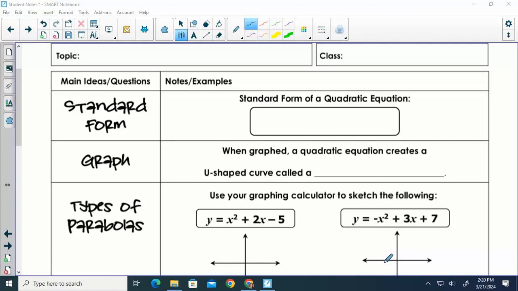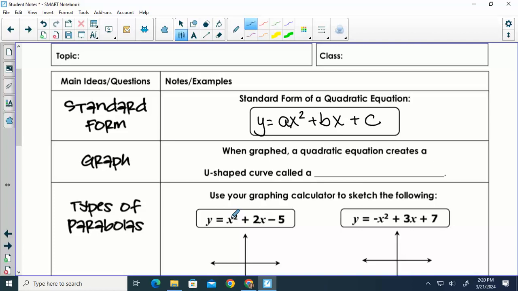aspects of the graph. We're not going to do a lot of graphing, just a rough sketch, but we are going to list out some important information. So when we're talking about a quadratic, standard form is ax squared plus bx plus c. So just like we talked about standard form for any polynomial, highest power first, decreasing powers. So it's written like this.